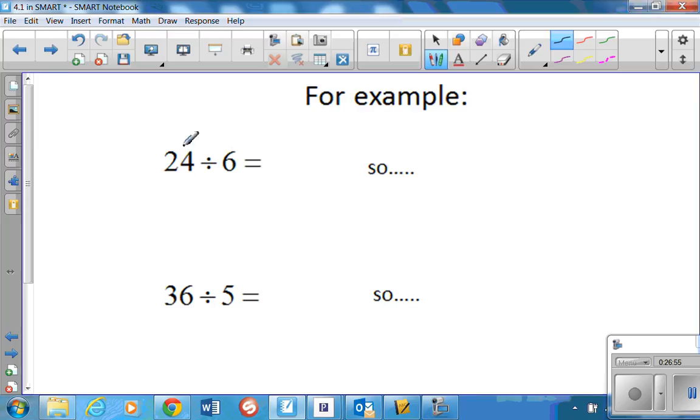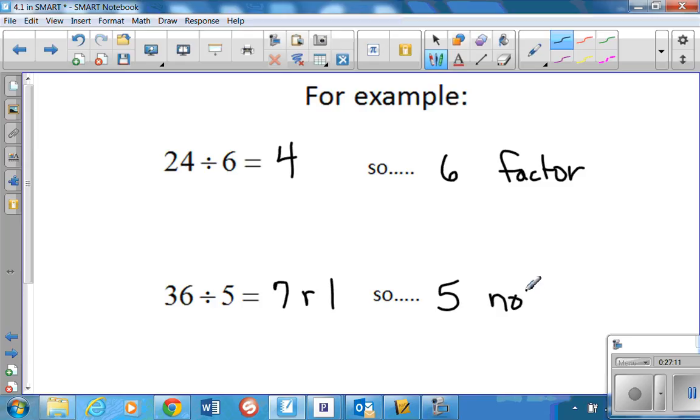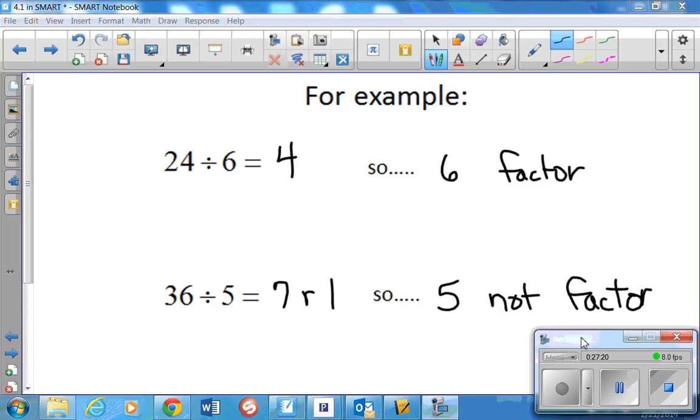So, yes, 24 divided by 6 is 4, so that makes 6 a factor of 24. 36 divided by 5 is 7 with a remainder of 1. So that means 5 is not a factor of 36. Right? The first one, our remainder is 0.